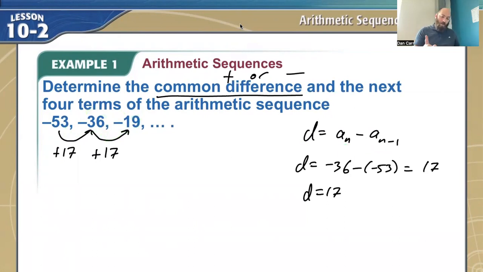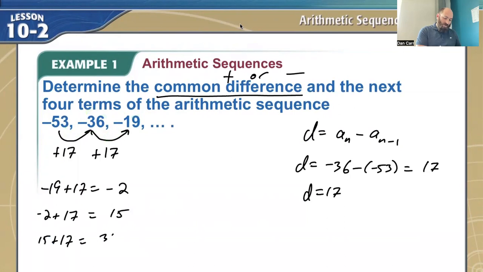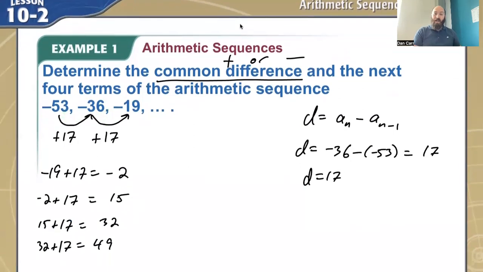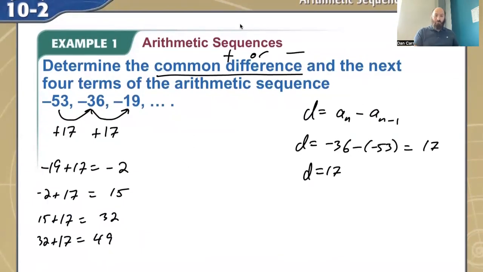So for the next four terms, we're just going to continue the pattern on now. Negative 19 plus 17 is going to give me negative 2. Negative 2 plus 17 is going to give me 15. 15 plus 17 is going to give me 32. And 32 plus 17 is going to give me 49. So those are my next four terms in this sequence.